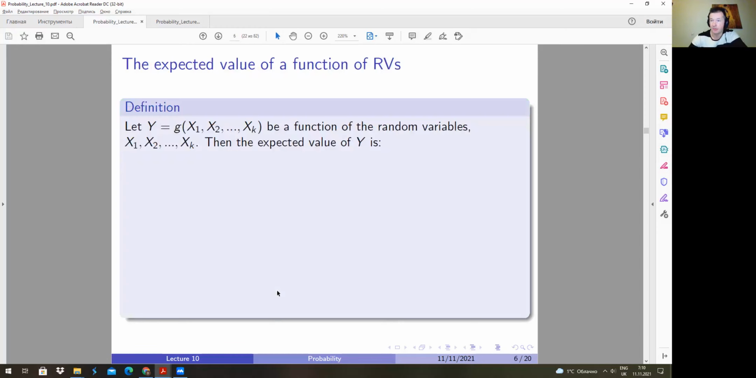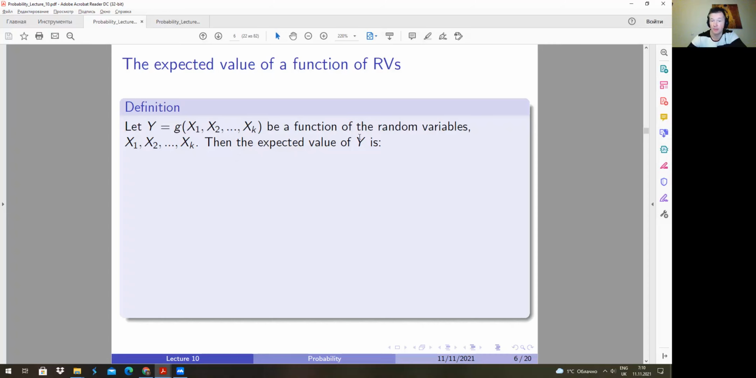In lecture number 7, we discussed the concept of expected value, the expected value in the univariate case of one random variable. So now we will also introduce the ideas of expected values for joint distributions and for several variables. We will start with the following. Let y be some function of these k random variables. This is a general case. You can think about this as 2, 3, 4, 5, and so on. This is the function of the random variables.